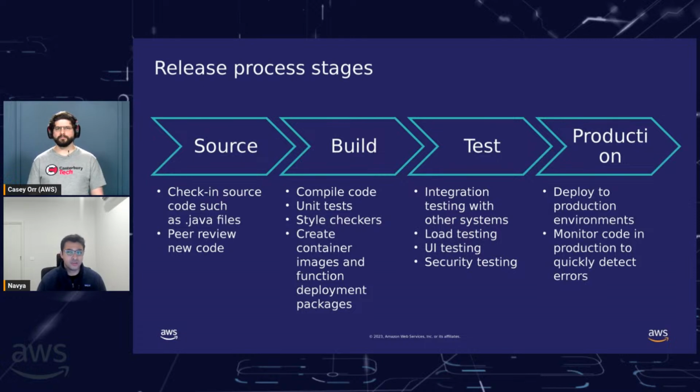We start off with the source, where we basically check in our code, do peer reviews, and then push it through for us to build the code itself, which means we'll compile it, perform unit tests, lint checks, or basically style checkers as well. And then if we are using containers, we package it as an image so that we can deploy and test it in our feature environments or test or staging environments, which is basically the next part, which is the test.